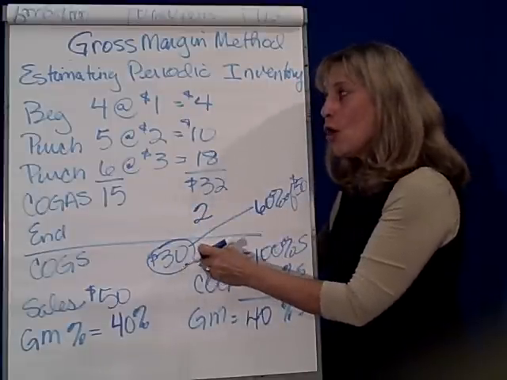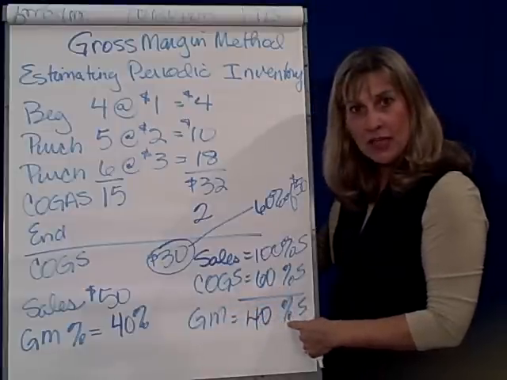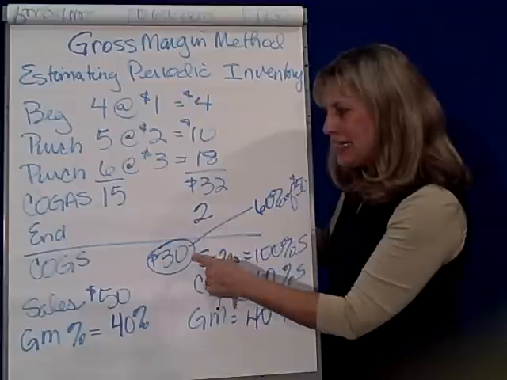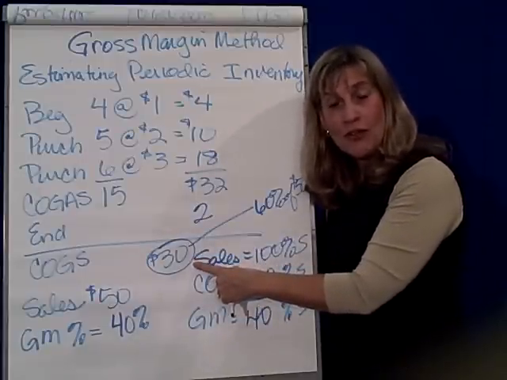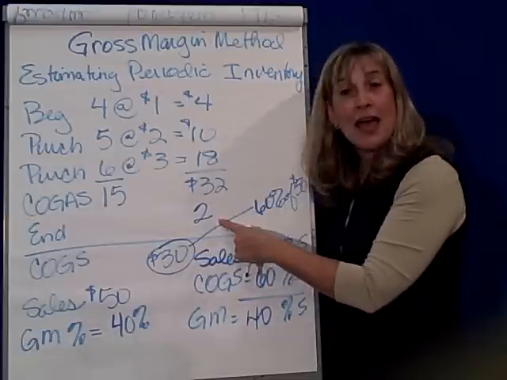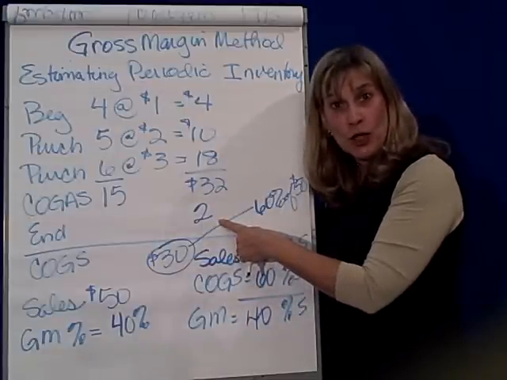$2. So notice, by using this gross margin percentage and finding the cost of goods sold percentage, I can derive my best guess of what cost of goods sold is, so I can make those beautiful financial statements, and I can also estimate the cost of my ending inventory.